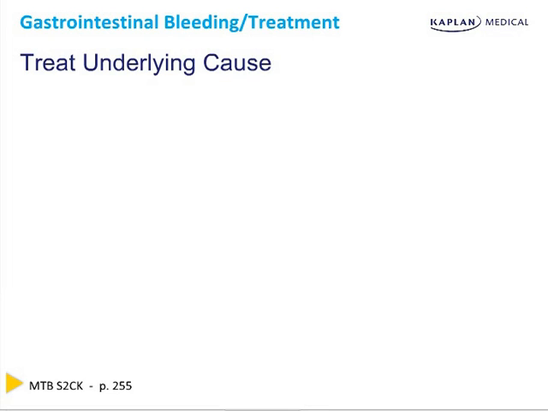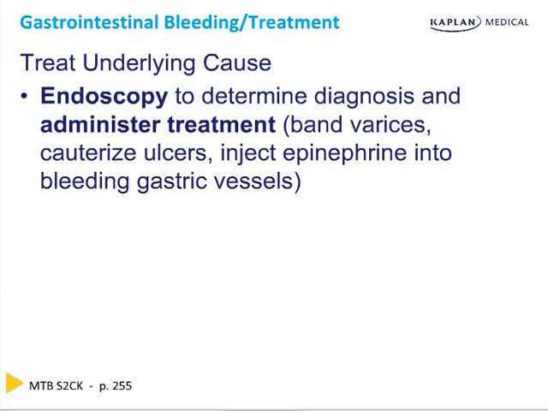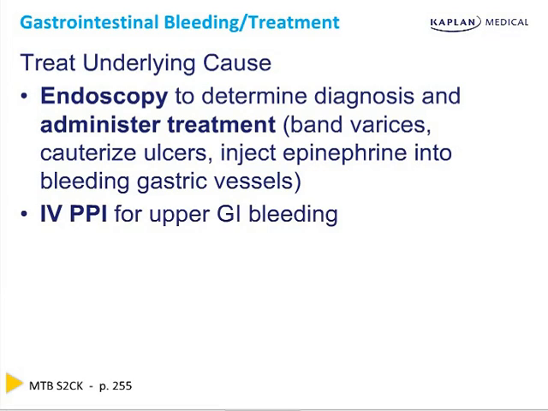The next best step in patients with GI bleeds is to treat the underlying cause. Endoscopy to determine the diagnosis and administer treatment is of the utmost importance. You can band varices, cauterize ulcers, even inject epinephrine into bleeding gastric vessels. All patients with upper GI bleeding must be on intravenous PPI therapy. Remember, it doesn't matter which PPI, they're all the same.